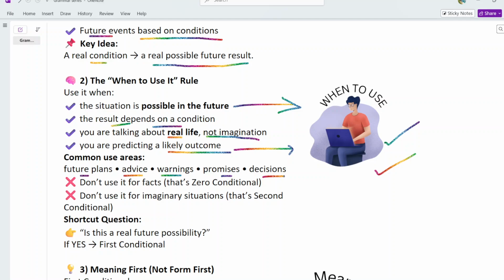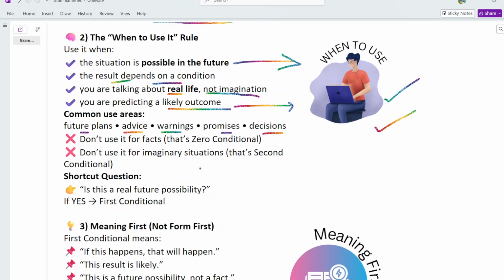I'm reinforcing this for your deeper understanding. So when are you going to use them? You are going to use this particular structure, this grammatical tool also known as the first conditional, when you're looking at circumstances which refer to future plans, advice, giving warnings, promises, or decisions also.